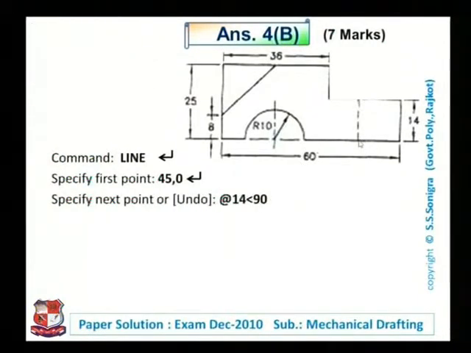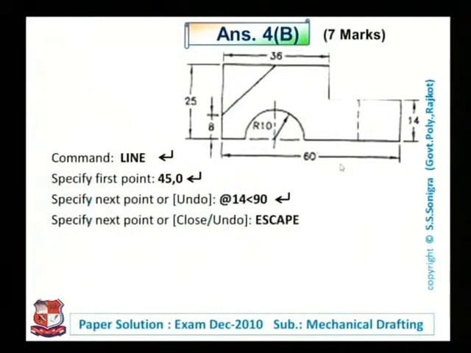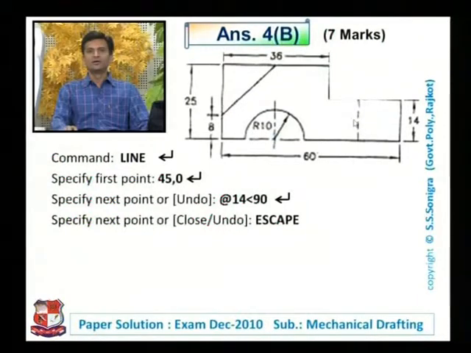Now specify next point. This height is known to us, that is 14 millimeter at an angle of 90. So from here to here it will draw this line segment. Then enter, escape. So it will cancel this command and this line is drawn. Now you can see that with this command, this line will be a visible line. It will be a full line. But here we have to draw a dotted line.